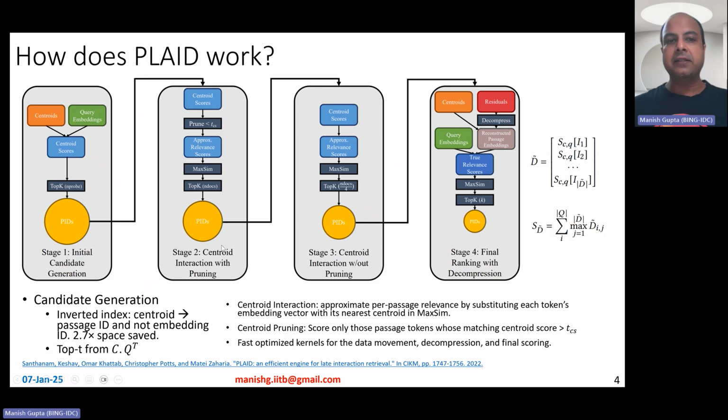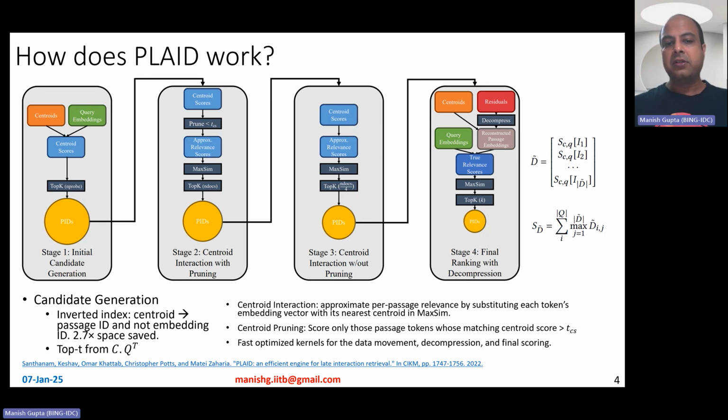Essentially, you have obtained some passages and you also have these centroids. In this pruning stage, you score only those passage tokens whose matching centroid score is greater than TCS. There is a threshold that you keep. A threshold on what? A threshold on similarity with the query tokens. So if some centroids are really not very similar to the query tokens, you throw away those centroids from your list.